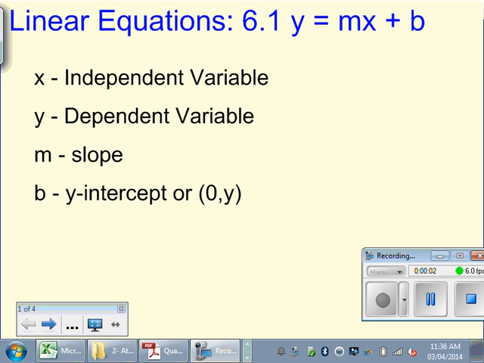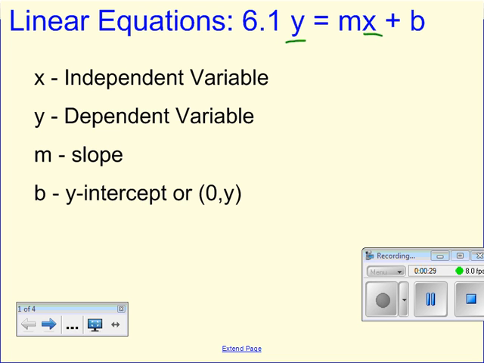In this lesson, we're going to look at linear equations in the form of y equals mx plus b. Now, y equals mx plus b is kind of our usual form for linear equations because it allows us to see all the variables: the x independent variable, the y dependent variable, as well as the slope, m, and b, which is called our y-intercept.